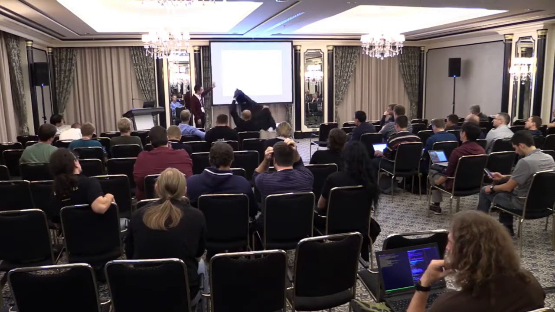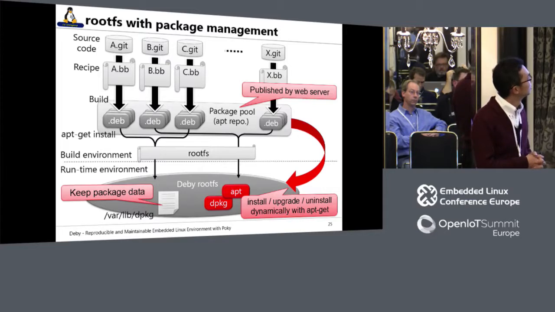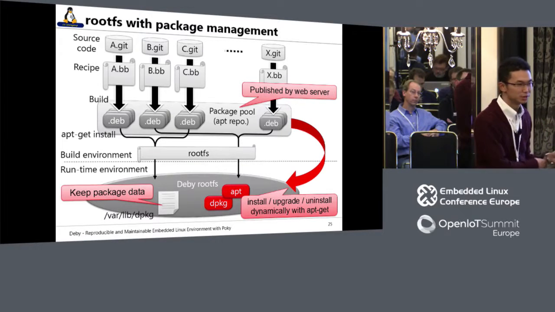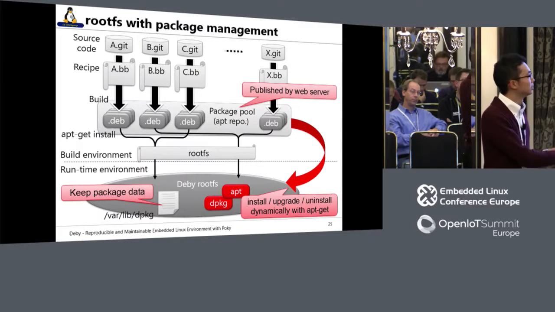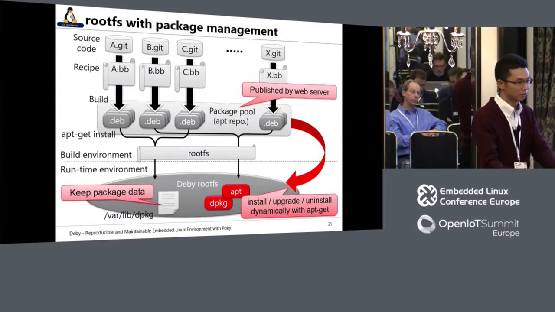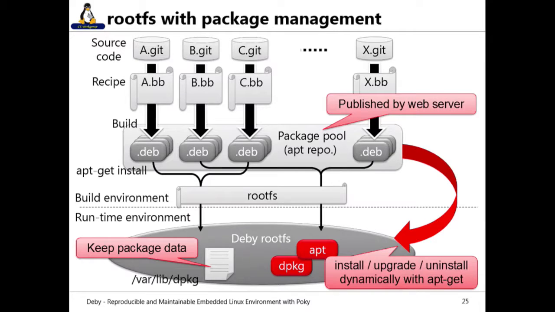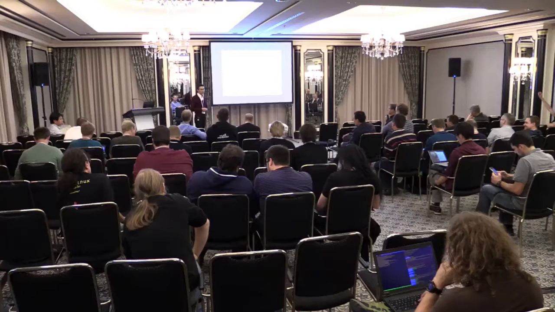Currently, the package management functions of Poky are available. But we would like to implement more features for managing binary packages in the root file system, the target environment, and the build environment. I think there are a lot of hints in other projects such as ESA or ELBE.